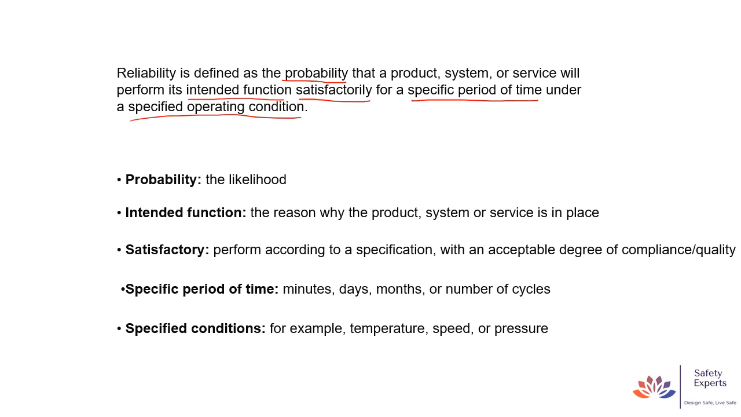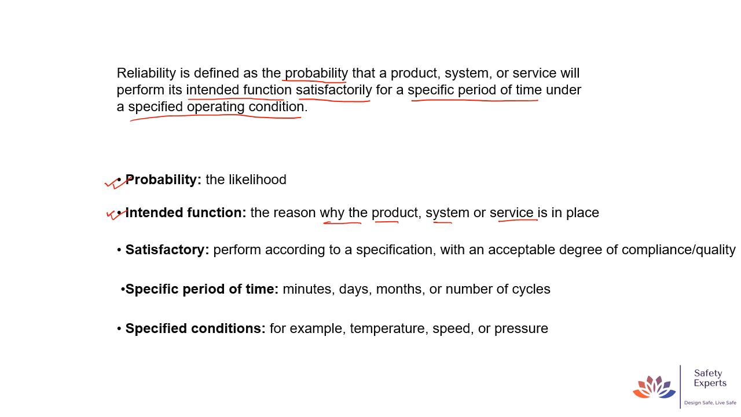Now, here probability means the likelihood that the system, product, or the service will perform their intended action successfully, right? Now, what is intended function? Intended function is the reason why the product, system, or service is there in the first place. Let's understand with the example of a washing machine. So suppose you have bought a washing machine, right? So what is the intended function of the washing machine? The intended function of the washing machine is to wash clothes.